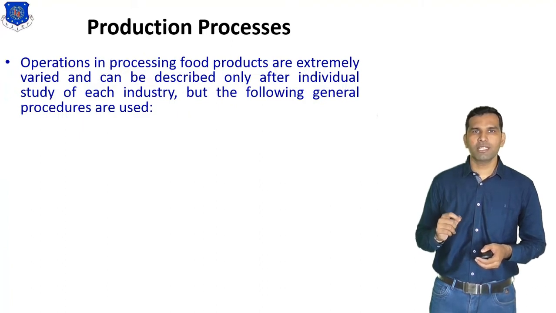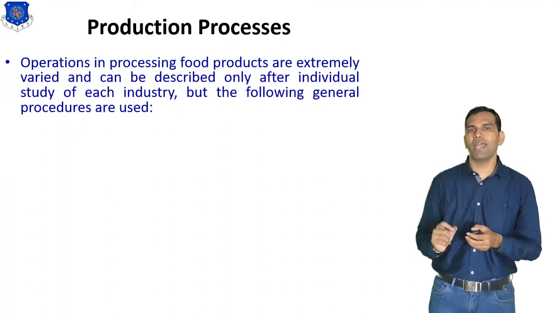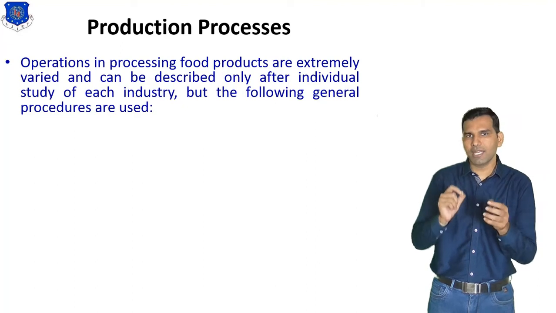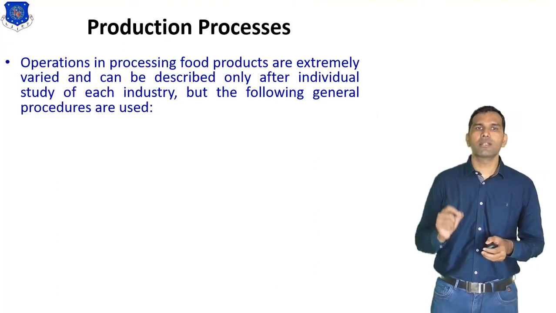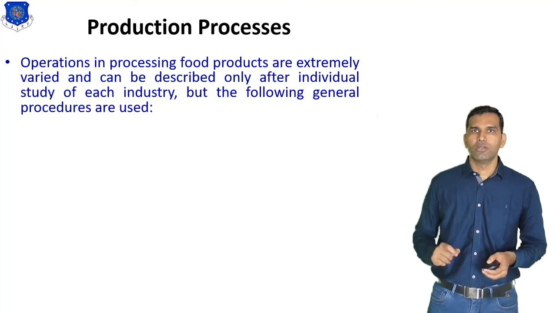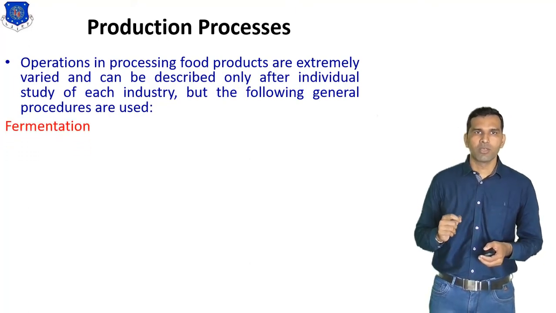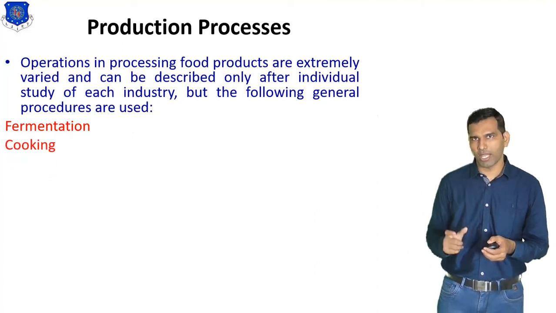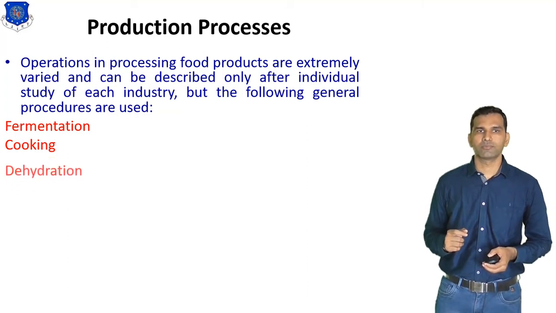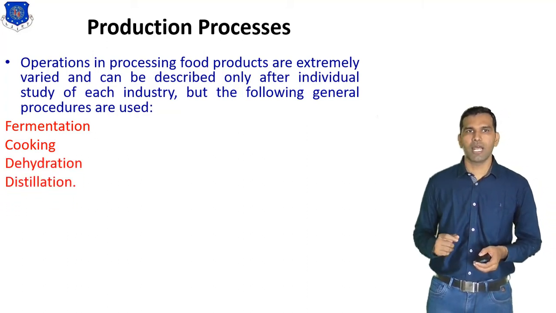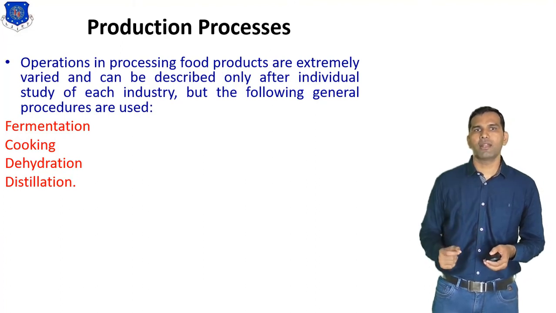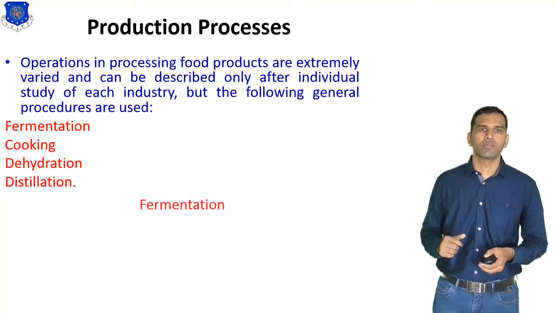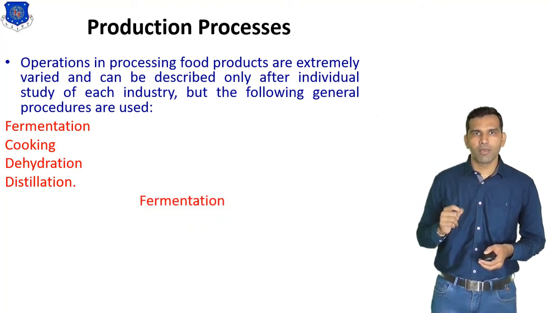Operations in processing food products are extremely varied and can be described only after individual study of each industry. But the following general procedures are used. Which are those? The first one is fermentation. The second one is cooking. The third one is dehydration. Then distillation. So these are the methods of production in industry. First we discuss fermentation.